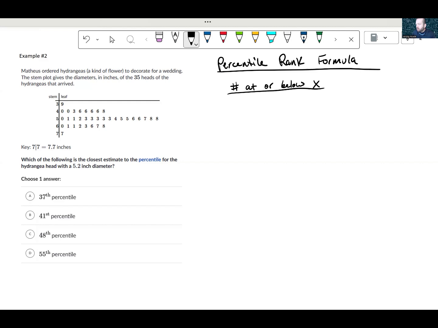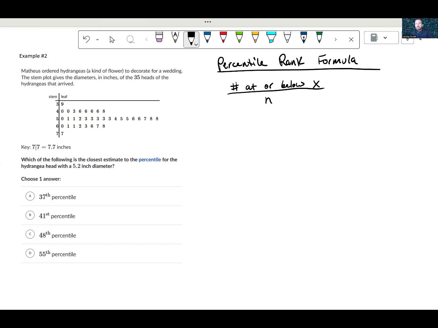X over our total number of data points. So this is about this person ordering flowers to decorate for a wedding, hydrangeas. And the stem plot tells us these different diameters of the 35 hydrangeas that showed up for the wedding. And we want to find the closest estimate to the percentile for a hydrangea with a 5.2 inch diameter.